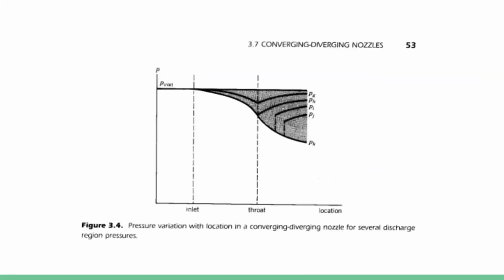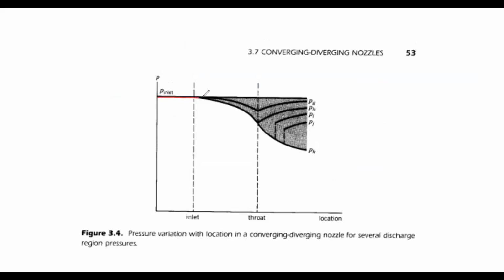This is better explained by looking at this graph. You'll see here you have your P inlet, and at the start of this thought experiment, you have the same pressure in the entire system. And then you start to drop this pressure.